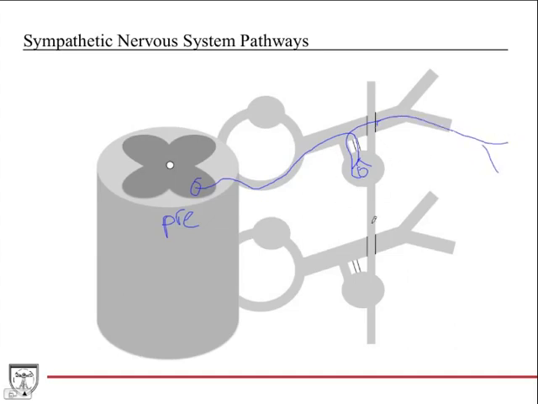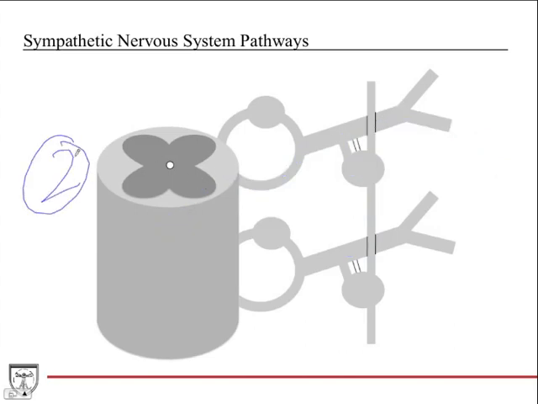It doesn't matter if the presynaptic neuron synapsed at the same level, or if it came up from this way, synapsed and then exited. The presynaptic neuron doesn't have to be from the same level as the postsynaptic neuron when it exits. Okay. Second option. We'll start with our presynaptic neuron. It goes in the ventral root, spinal nerve, white ramus.